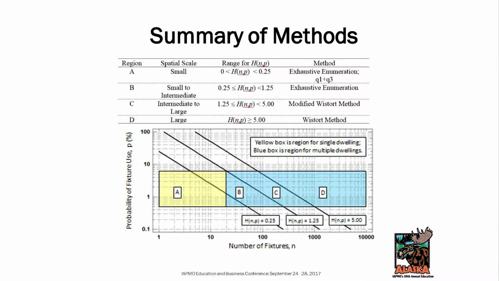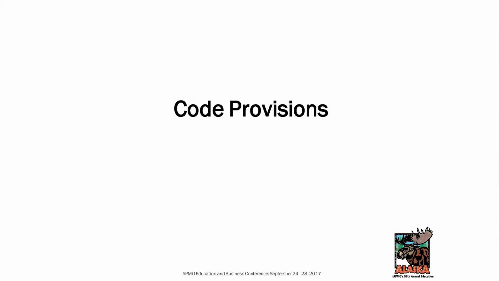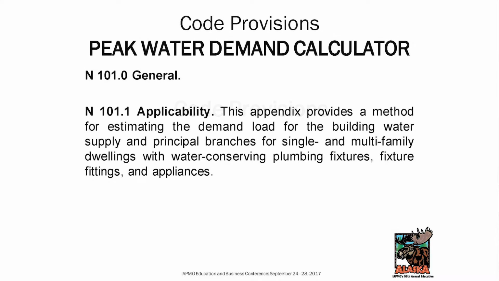And we'll take a quick look at how this got codified in the appendix of the 2018 UPC, if you haven't seen the proposal yet. The applicability, and I'll try not to just read all of these, is for residential applications only with high efficiency fixtures. This isn't applicable for commercial applications, just for residential.